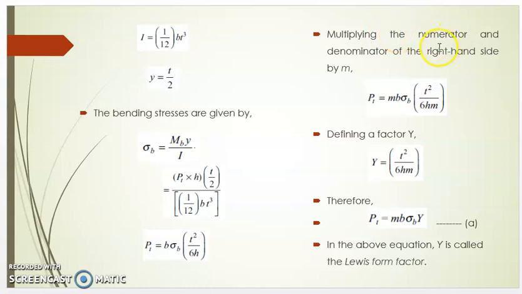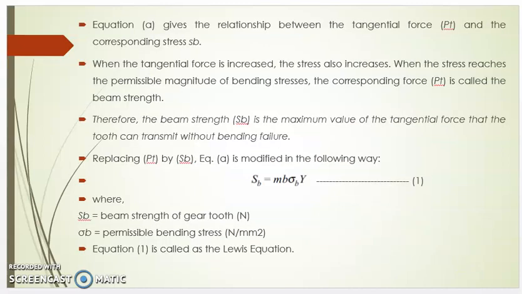Multiplying the numerator and denominator of the right hand side by M, PT is equal to MB sigma B into T square divided by 6HM. Defining a factor Y, Y is equal to T square upon 6HM. Therefore, PT is equal to MB sigma B into Y, equation A. In the above equation, Y is called the Lewis form factor.